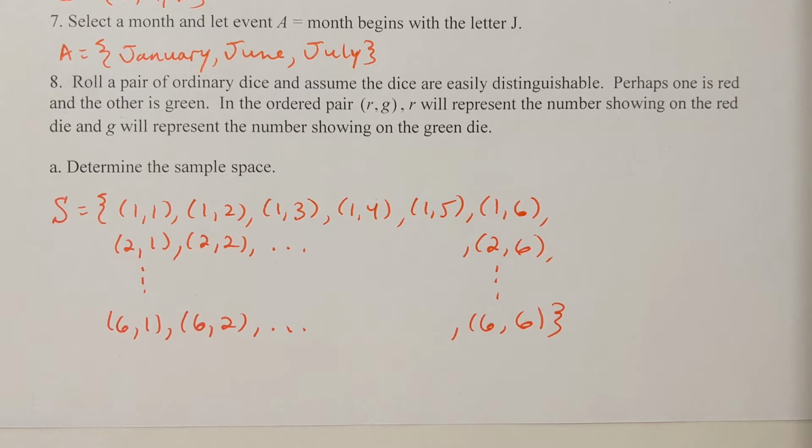Problem 8, roll a pair of ordinary dice and assume that the dice are easily distinguishable. Perhaps one is red and the other is green. In the ordered pair little r, little g, little r will represent the number showing on the red die. Little g will represent the number showing on the green die. Okay, part A, determine the sample space.